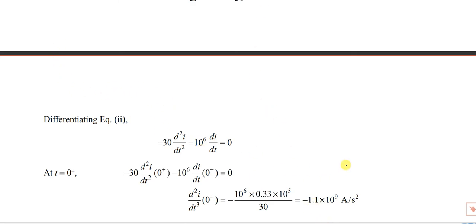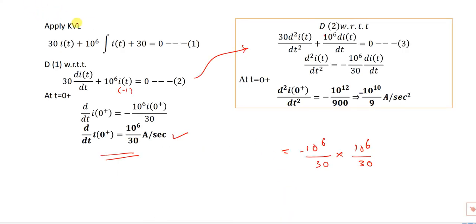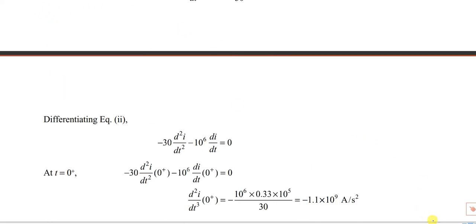How is that? Take a calculator and divide 10 by 9. It is 1.1. 1.1 into 10 power 9. 1 by 9 means 1.1, you can divide 10 by 9. Okay, 10 by 9 into 10 power 9, that will give you 1.1 into 10 power 9. Or you can keep this answer, or you can keep the previous answer. Any one is correct.